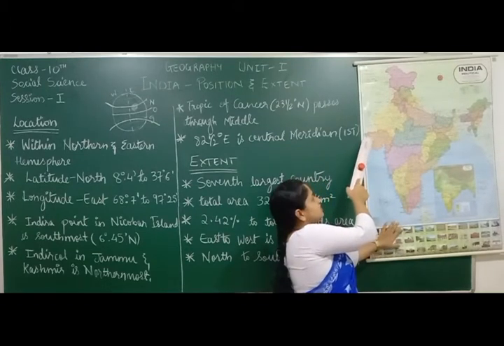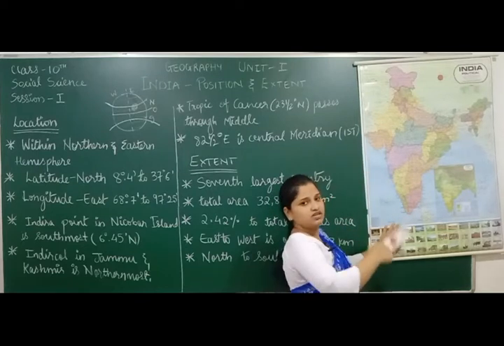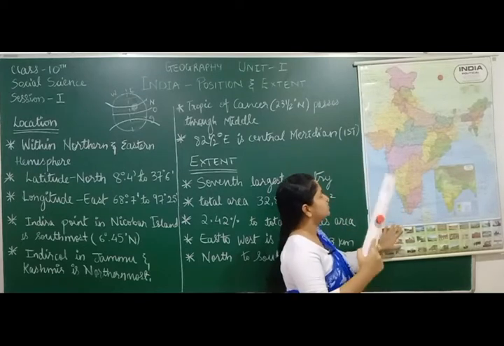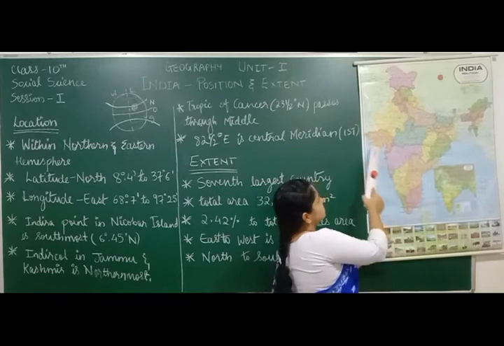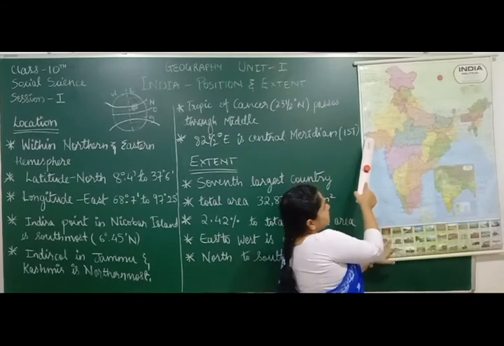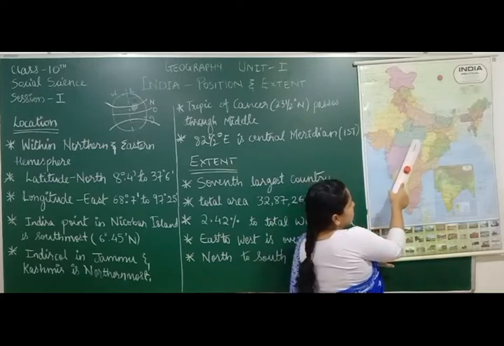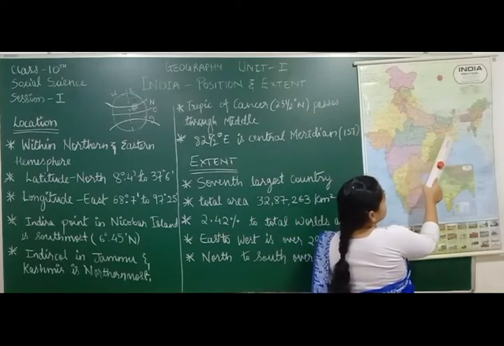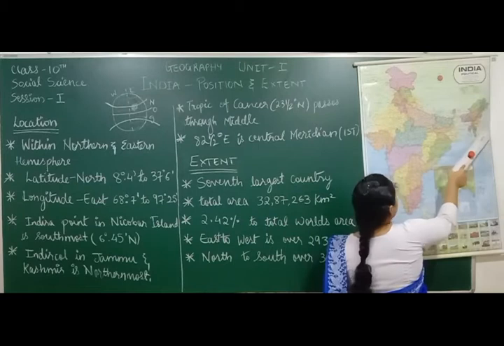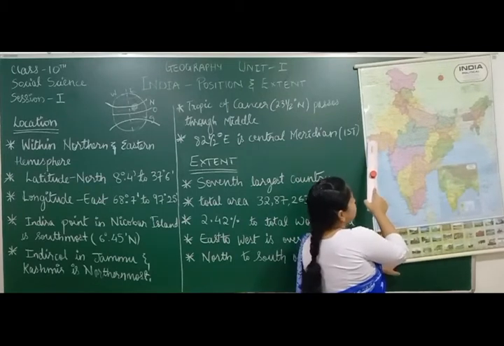It's given in big letters, but I think through the video you cannot see it very clearly, but it's here. I'll mark it for you. The Tropic of Cancer moves in this direction. It's shown by dotted lines. So you see it is crossing many states of India. Which states is the Tropic of Cancer crossing?